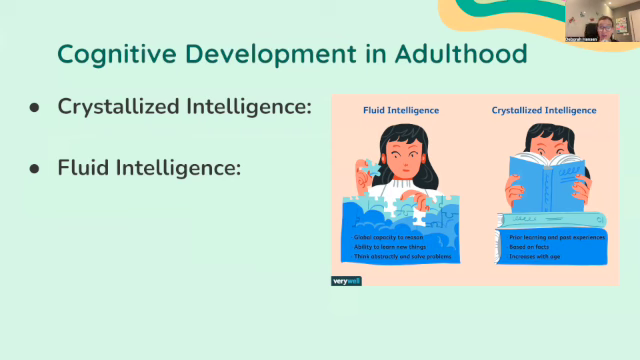And then we have fluid intelligence. This involves problem solving and thinking quickly and flexibly. So this declines with age and especially in later adulthood. So your fluid intelligence will decline. You don't have that quick mental thinking. Your brain is not as flexible to problem solve or to think outside the box like we used to. So that does decline.